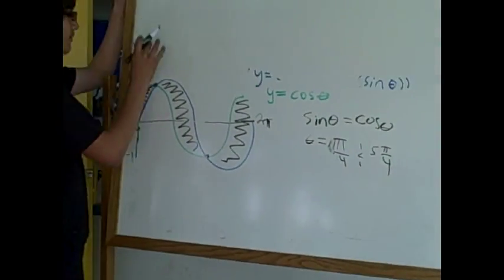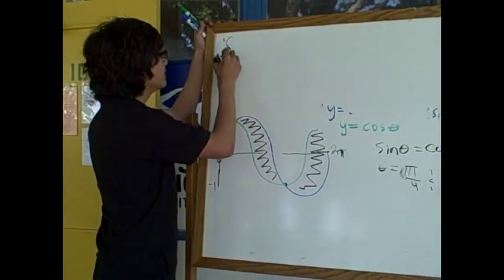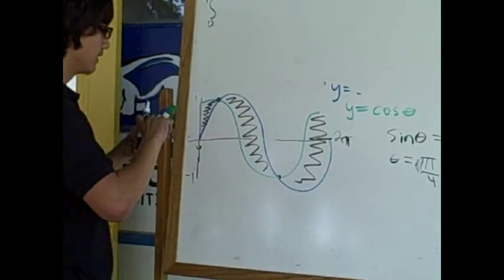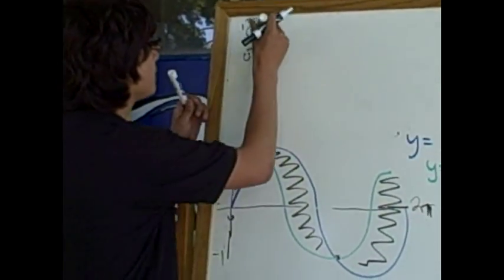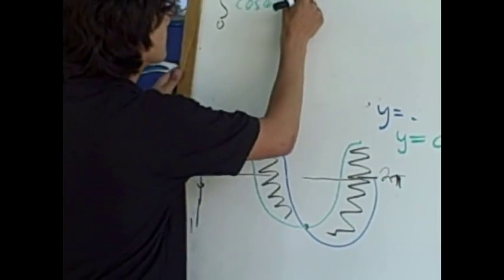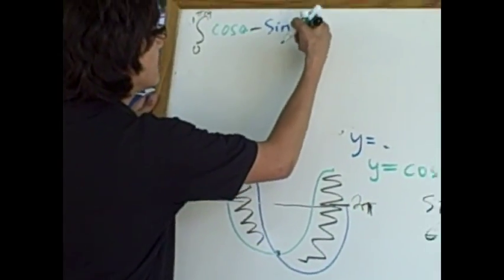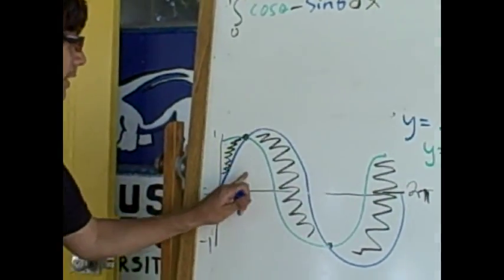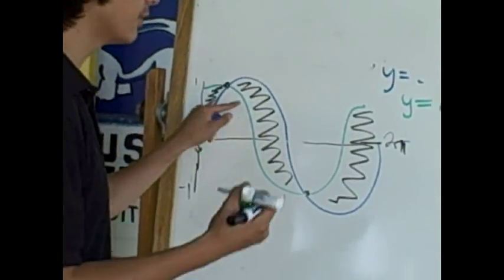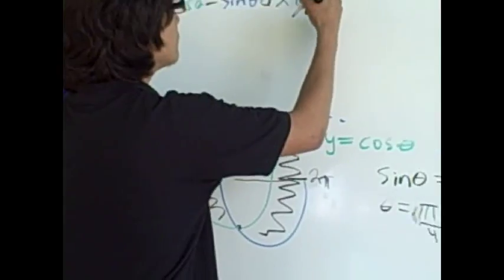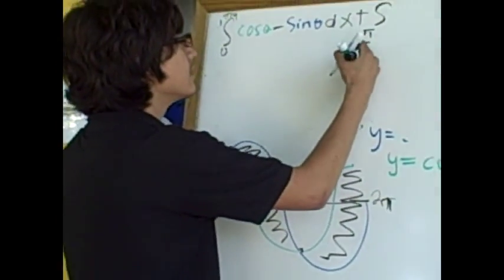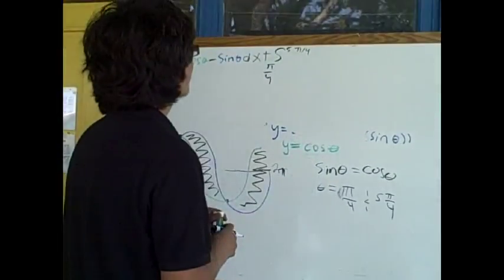So to find the area, we take the area from 0 to the first intersection point of the top curve subtracted from the bottom curve in respects to x. But we also need this one too, so we're going to add it to get the summation of both of them. So we're going to add it to the area in between from where we left off to the next intersection point.